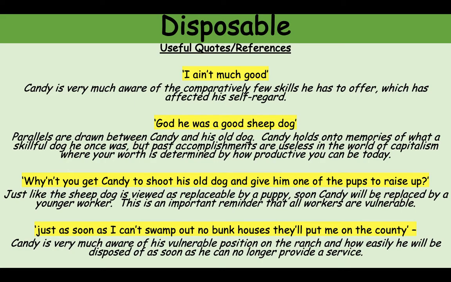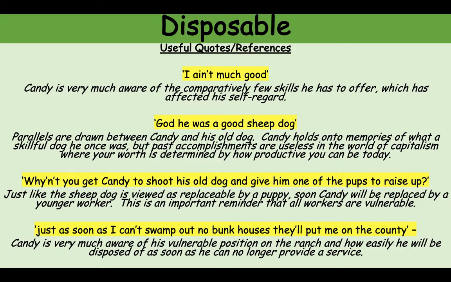And that really draws a parallel, because the sheepdog is viewed by everyone else on the ranch as a burden. And that's the way Candy is viewed. He's a burden, or he will be when he can no longer provide a service to the ranch. And of course, that's also mirrored in the suggestion, why don't you just get Candy to shoot his old dog and give him one of the pups to raise up?